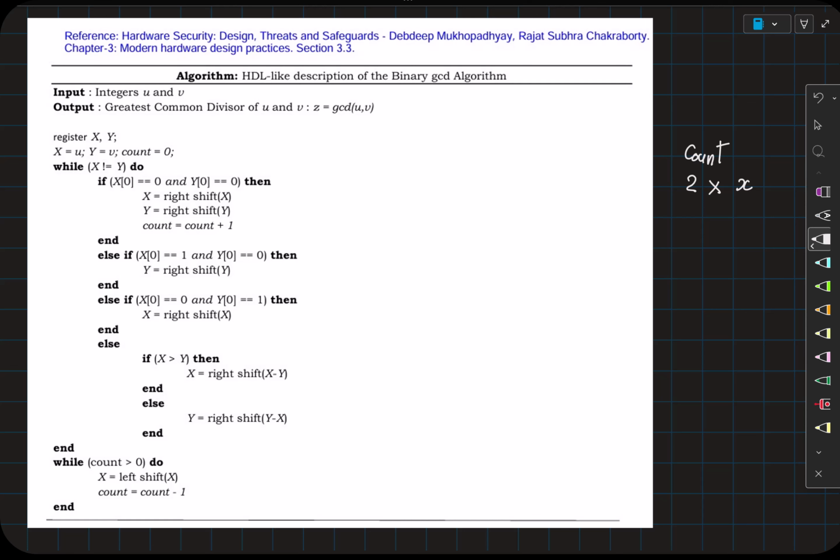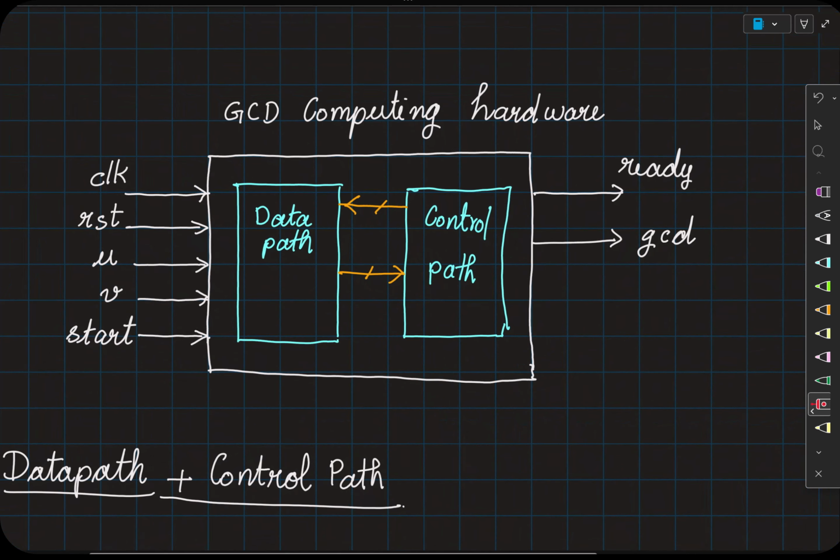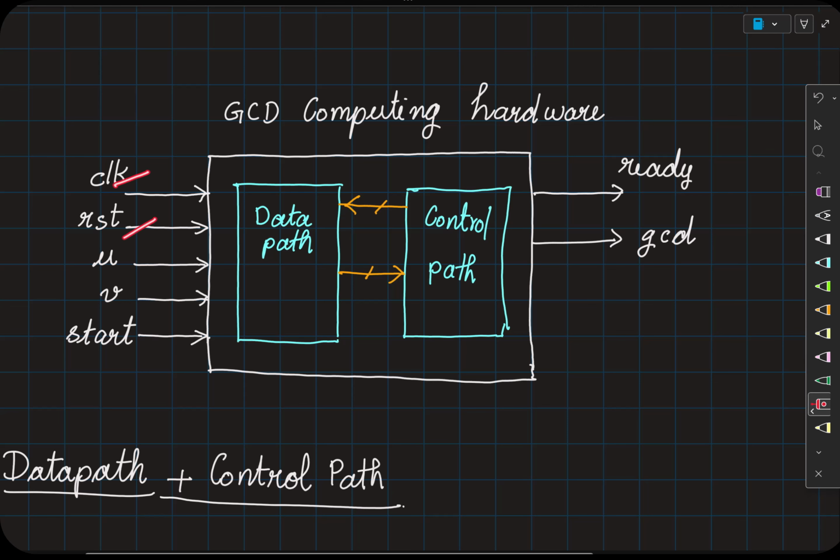And to do that operation, we have a separate loop that has been implemented here. So overall, our system is going to look like this. We have a system that has inputs as clock, reset. We need to feed in the two inputs whose GCD we are trying to calculate. A start signal to tell our hardware, okay, you can start calculating the GCD now. And once the computation is completed, our hardware should make a ready signal go high, letting us know that the GCD value is available in the register.